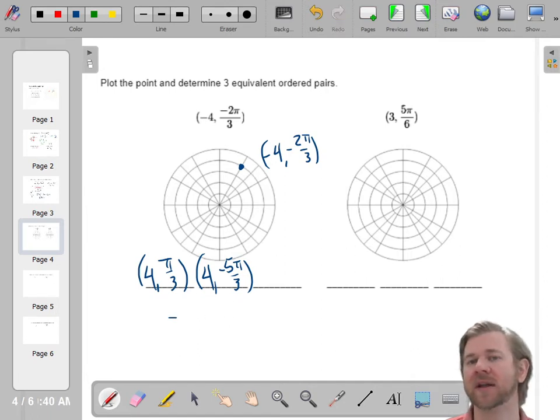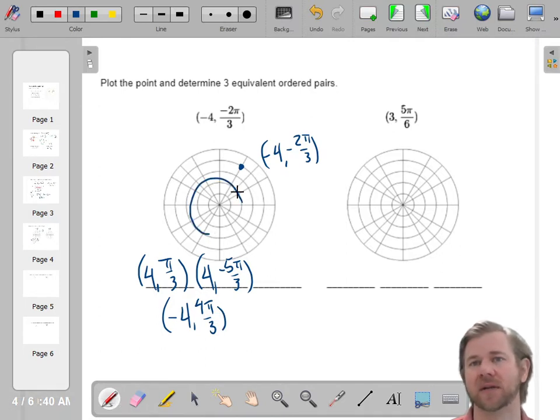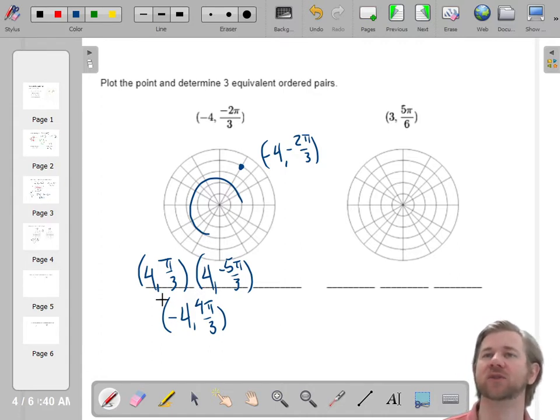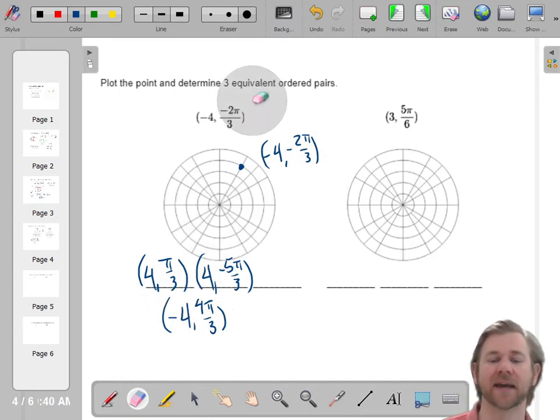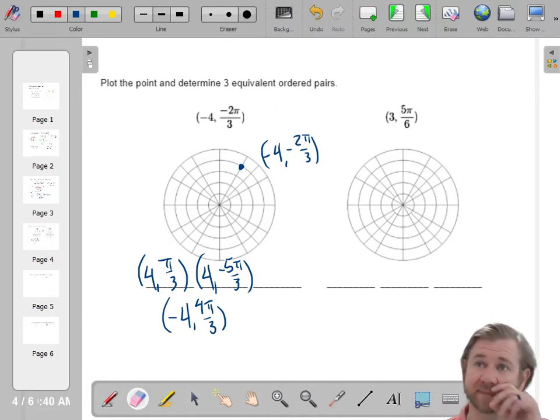And then the other one, negative 4, instead of saying negative 2 pi over 3, I could have said 4 pi over 3. Because this angle is 4 pi over 3. So instead of going negative 2 pi over 3, going positive would be 4 pi over 3. So all four of these ordered pairs are the same. They're all describing the same point in polar. That can happen. It's okay. You can describe the same ordered pair different ways.